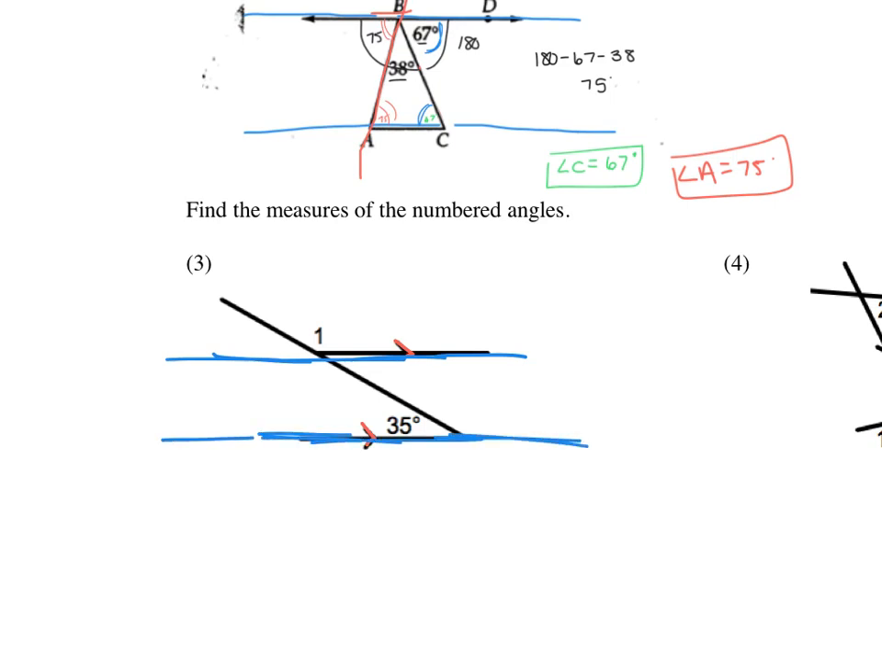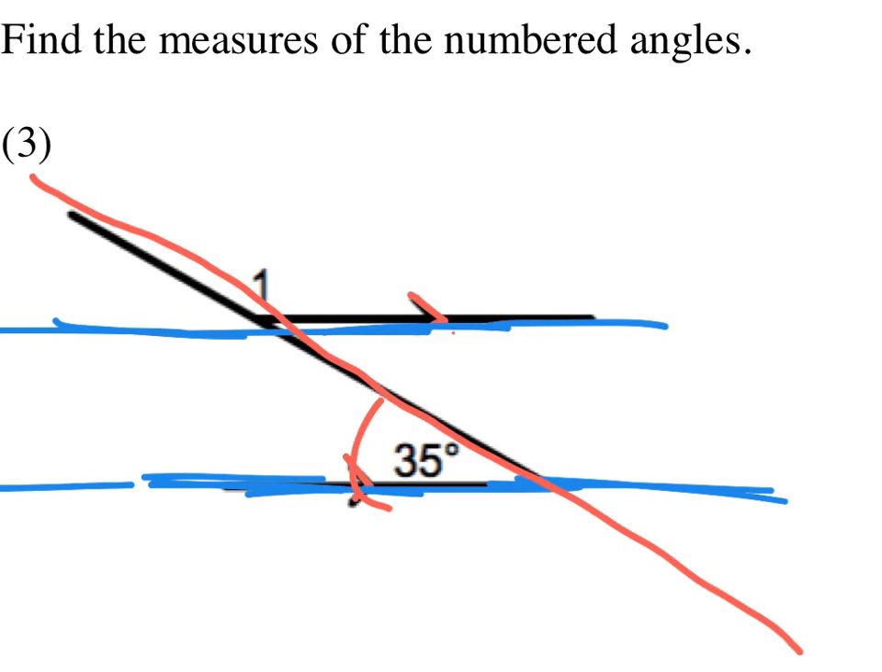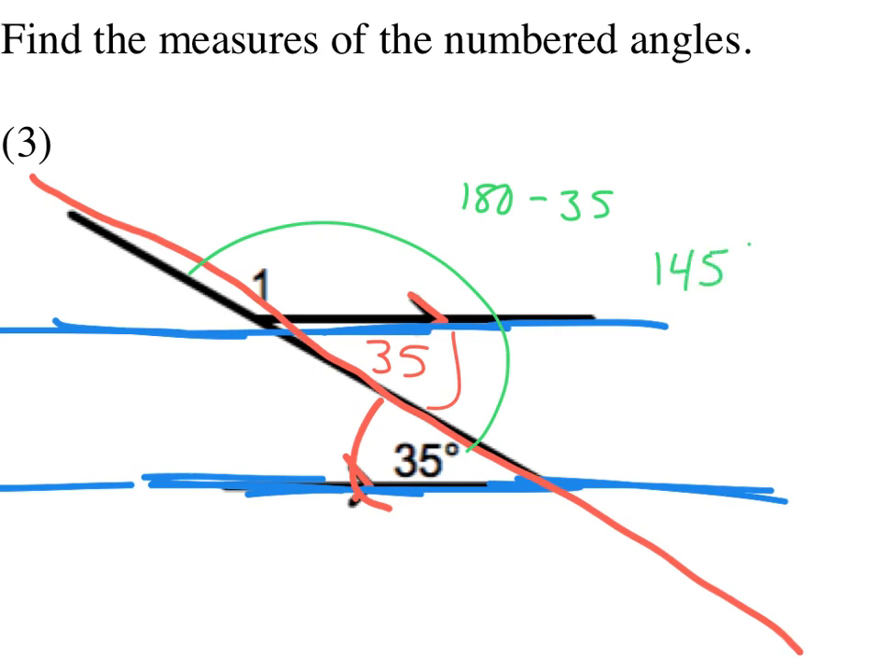And what I'm going to do is I'm going to extend this transversal down. So what I have right here now is I have a 35 degree angle that's on my interior, and I can put the 35 degree angle right here because alternate interior angles are congruent. I know angles on the same line add up to 180, so I can do 180 minus 35. What's 180 minus 35? 145 degrees. That's your final answer. Angle 1 equals 145 degrees.